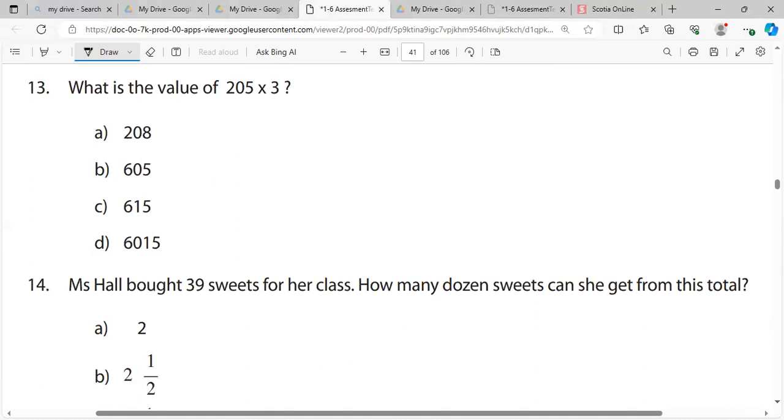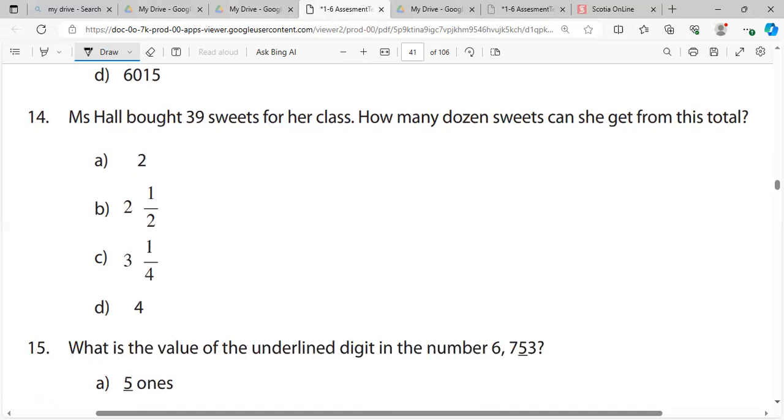Alright, number 13 says, what is the value of 205 multiplied by 3? So again, we set it out, so it's 205 multiplied by 3. 3 times 5 is 15, so we have 5, carry 1. Ensure that the ones are under the ones, tens are under the tens, hundreds are under the hundreds. 3 times 0 is 0, plus 1 gives us 1. 3 times 2 is 6, so that's 615.